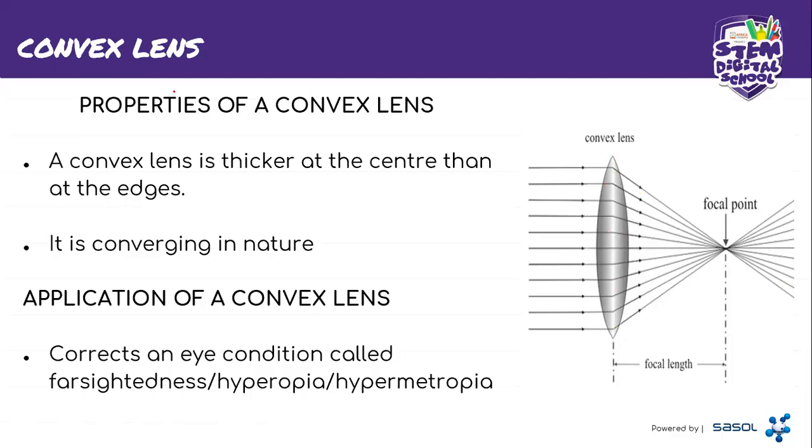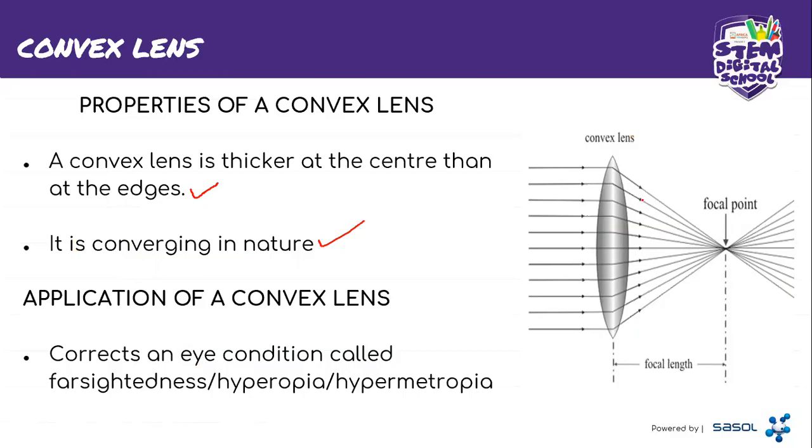So this is a property of a convex lens. It is thicker at the center than at the edges. So this is what you must be able to see. So this is the structure of a convex lens. Again, we say it is converging in nature, and we will explain that.